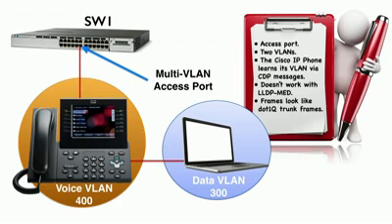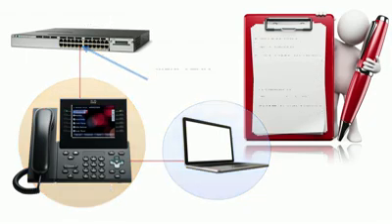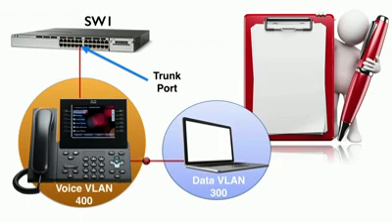And remember, on a .1q trunk, we have one VLAN that we say is an untagged VLAN. Well, the data VLAN in this case is going to be an untagged VLAN. The PC's frames going into the switch, they do not have those extra 4 bytes. Those are 2 options for connecting an IP phone to our Cisco Catalyst switch. Let's take a look at another option.